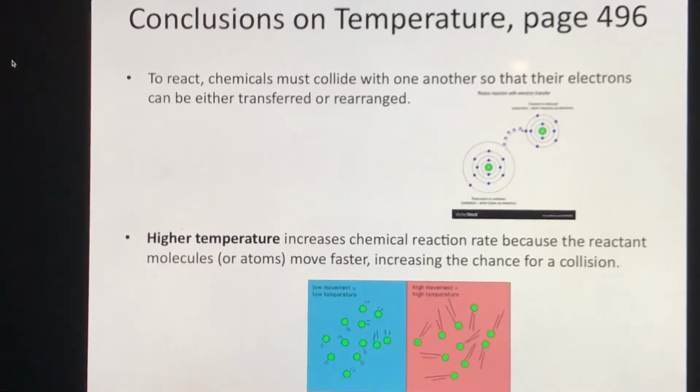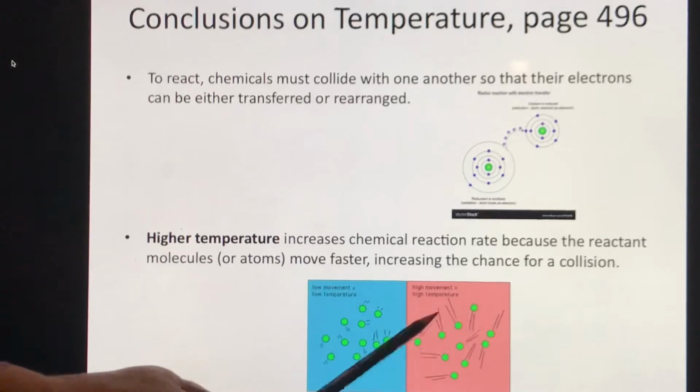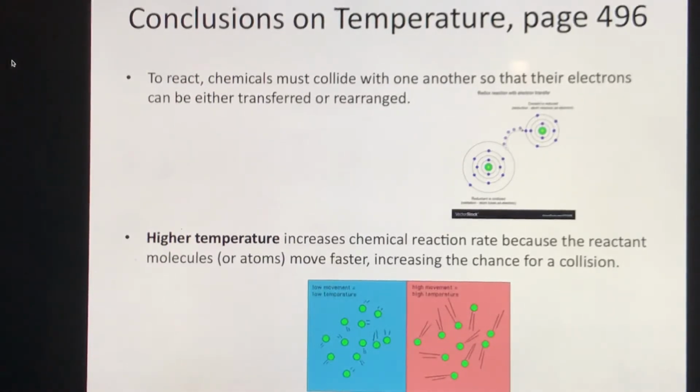So the chapter moves along and points out some important conclusions on these factors on chemical reactions. Our conclusions on temperature are outlined as such. To react, chemicals must collide with one another so that their electrons can be either transferred or rearranged. This is a model of that, imagining the electron transfer. Also, higher temperature increases chemical reaction because the reactant molecules or atoms move faster, increasing the chance for a collision. At cold temperatures, the molecules are not moving as quickly as at higher temperatures, and this would increase the likelihood of collisions and therefore chemical reactions.